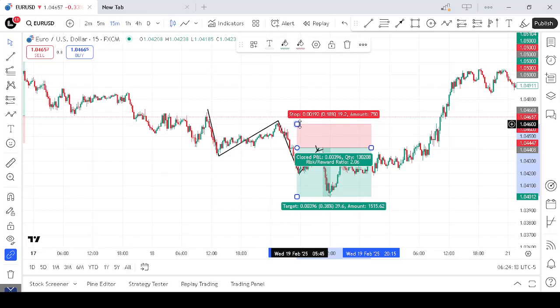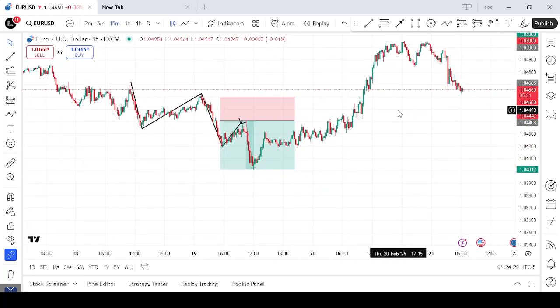Now, by following these steps, identifying points A, B, and C, you can trade with more confidence and precision. Always remember to wait for the confirmation before entering trades, and use proper risk management with stop losses and profit targets in place.